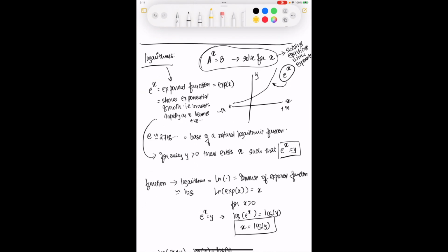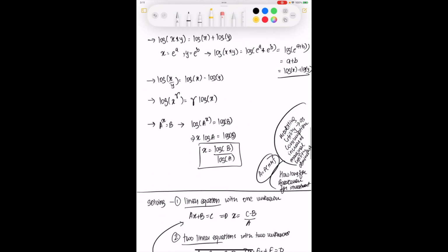If we are given a function that says a raised to x equals b, and we were asked to solve for x, how do we do that? Well, that's where logarithm comes in. If we're given a raised to x equals b, x is then equal to log of b divided by log of a. That's the solution.